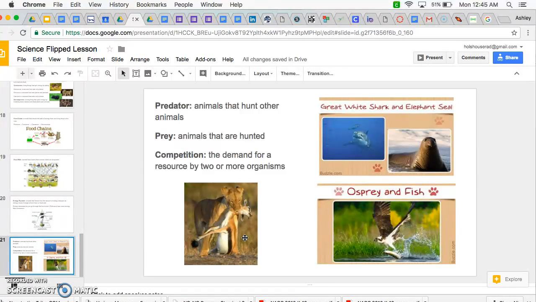So, for example, if the antelope population decreases due to their food source, say there's a drought and their food source is dried up, then they start dying off. Then lions, their population will decrease because their food source decreased.